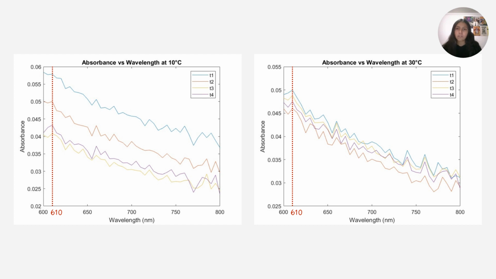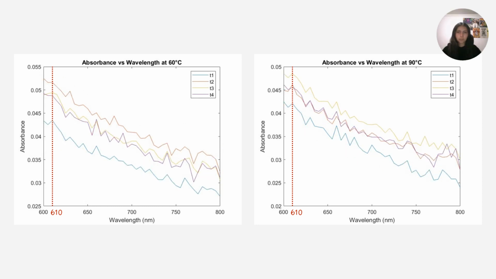At that wavelength, there is a local maximum that can be evidenced with a slight band in all the spectra. In addition, the decrease in absorbance over time can be seen. The same thing was done for the UV spectra at 60 degrees Celsius and 90 degrees Celsius, where we can evidence the same local maximum mentioned above at 610 nanometers. However, here an increase in absorbance with time can be seen.